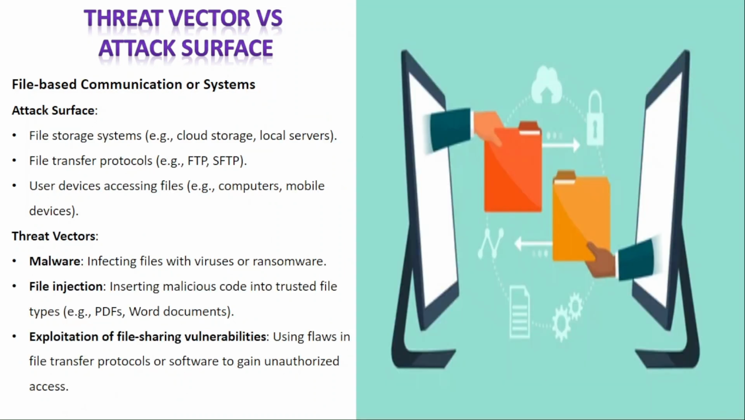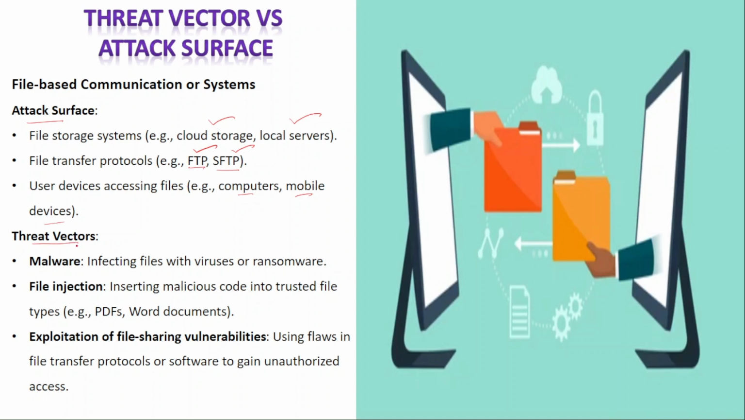So the next one is file-based communication or systems. The attack surface includes file storage systems such as cloud storage or local servers. File transfer protocols, FTP, SFTP. FTP sends files without encryption. The S in SFTP stands for secure; SFTP uses encryption. These file transfer protocols are also attack surfaces and may be exploited. User devices accessing files, for example, computers and mobile devices that use these transfer protocols for sending or receiving files.